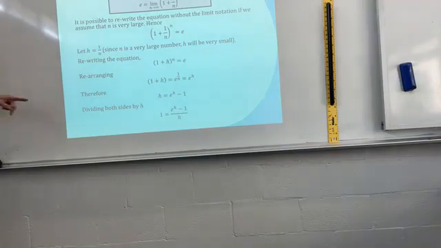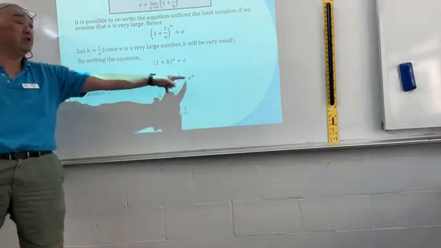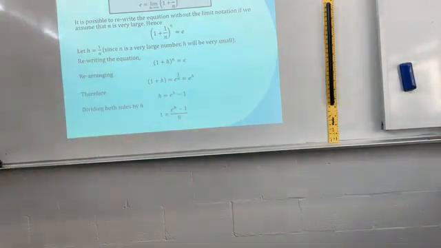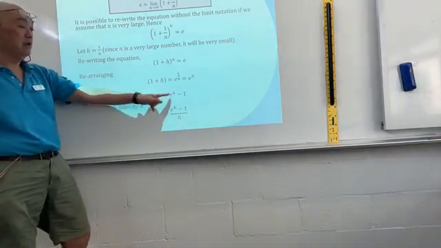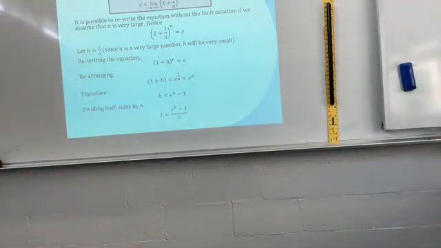From there, rewriting it, h equals e to the power of h minus 1. And I divide both sides by h. Which means h divided by h is 1, so e to the power of h minus 1, divided by h, is 1.